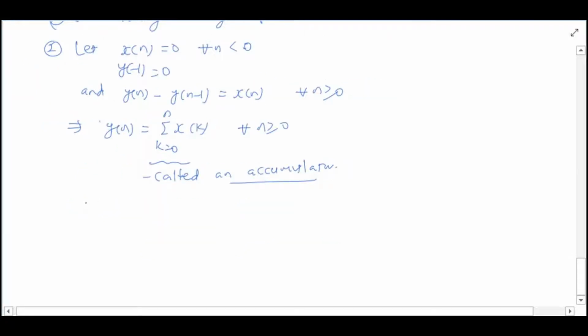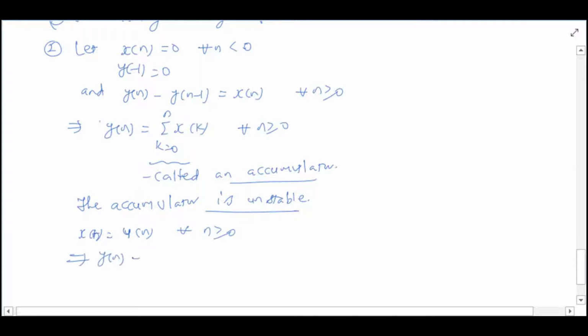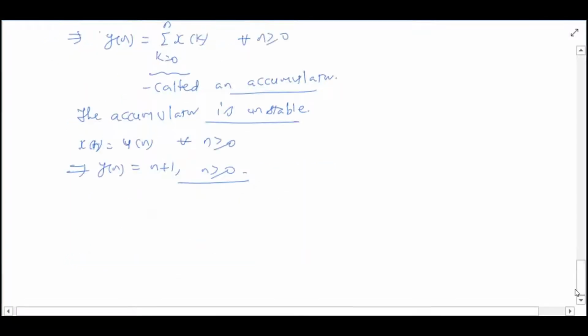The accumulator is an unstable system. For instance, if we give it as input the unit step signal, so if x[n] is u[n] for all n greater than or equal to 0, then we see that y[n] is n plus 1, which clearly grows unboundedly as we increase n. So while x[n] is bounded, y[n] is not.